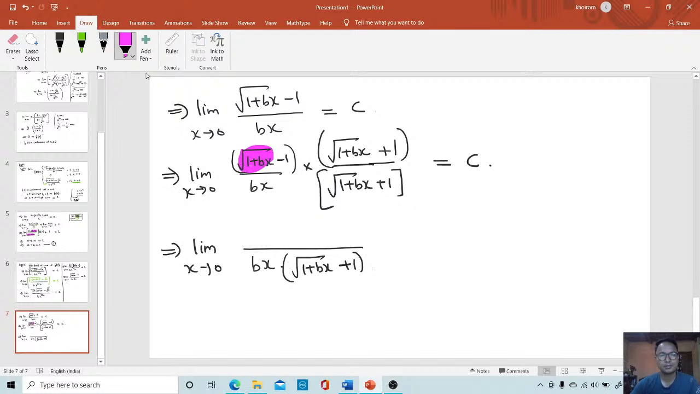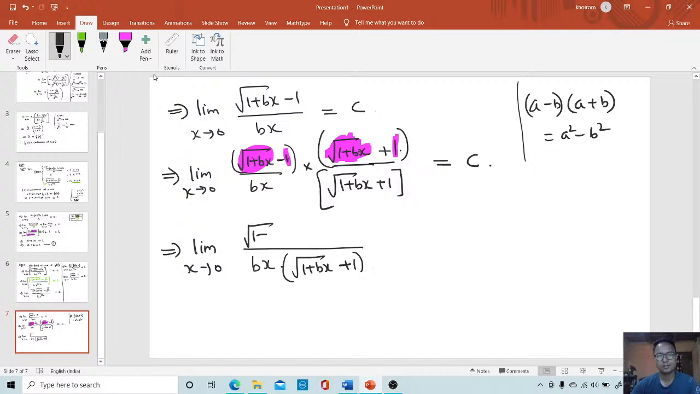Because this and this are the same, this formula is like a minus b and a plus b. This is your a, and 1 is b. The a minus b into a plus b is a square minus b square. So it is (1 plus bx) whole square minus 1 square equal to c.